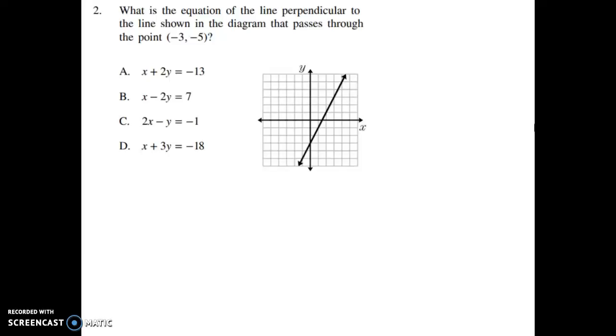Welcome to part 2 of your review. We are going to start with number 2 in this case.